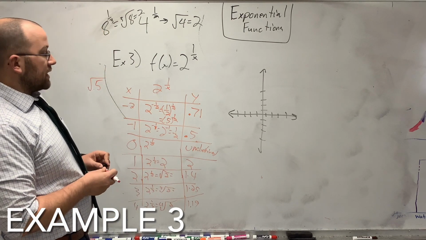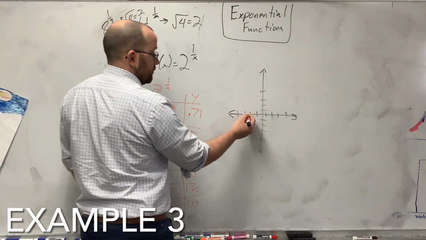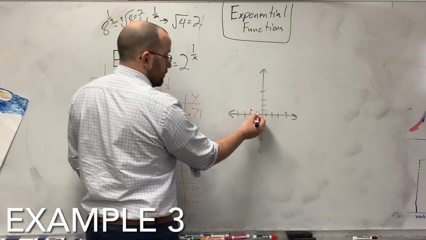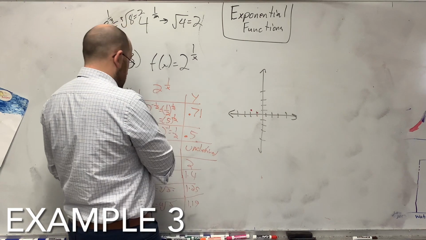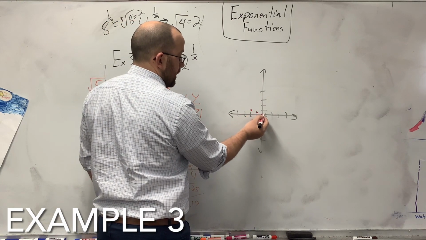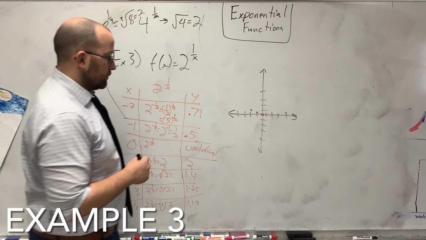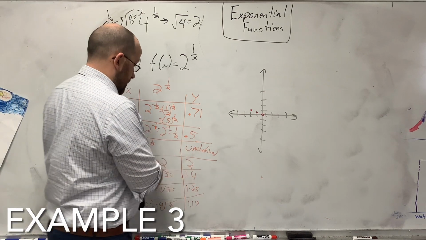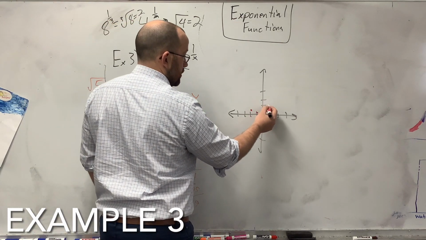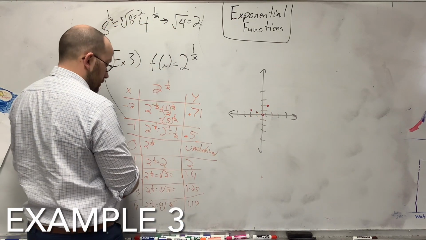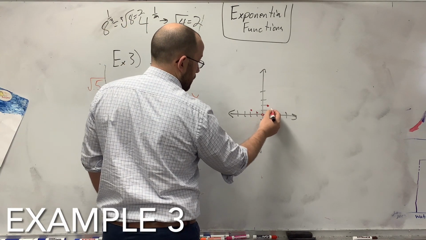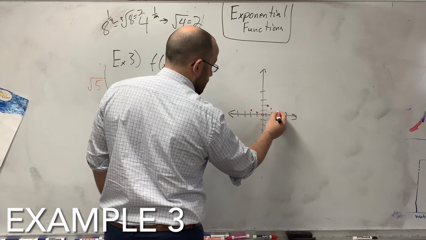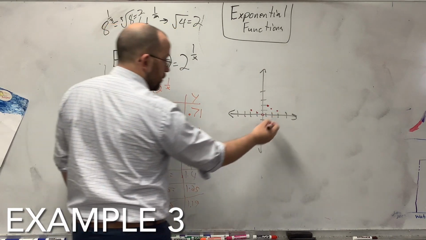First one we're going to graph is negative 2, 0.71. Right about there. Negative 1, 0.5. And then 0 is undefined. We're going to show undefined by a circle. Now let's do the rest of them. 1, 2, 2, 1.4, 3, 1.25, and 4, 1.19.